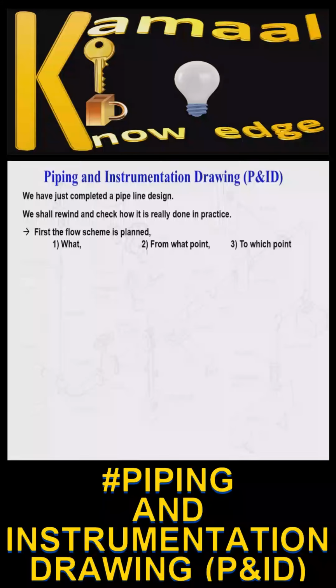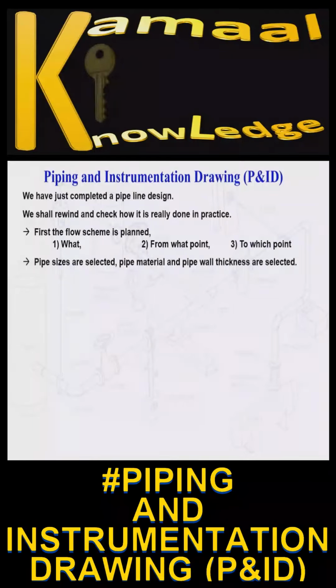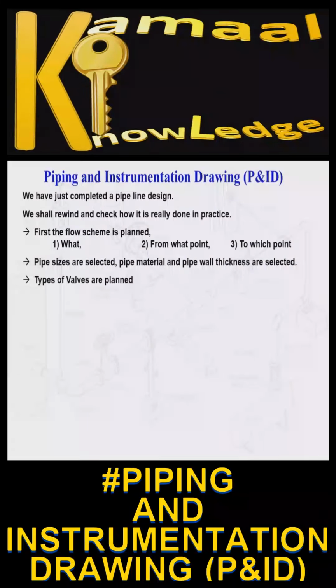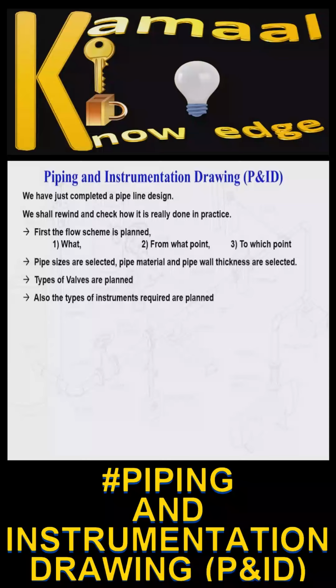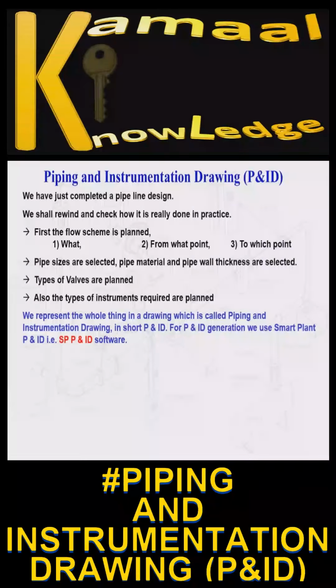First, the flow scheme is planned: 1. What is flowing? 2. From what point? 3. To which point? Pipe sizes are selected. Pipe material and pipe wall thickness are selected. Types of valves are planned. Also, the types of instruments required are planned. We represent the whole thing in a drawing, which is called piping and instrumentation drawing, in short P&ID.